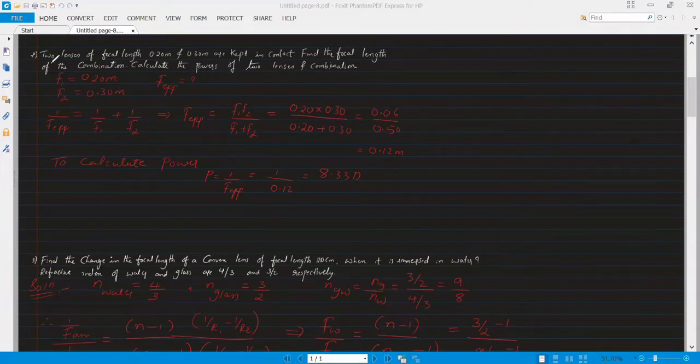Let's go for the second problem. Two lenses of focal length 0.20 meter and 0.30 meter are kept in contact. Let us consider there are two lenses, lens 1 and lens 2 here. These two lenses are kept in contact. Let us consider this as having the focal length f1, and this is going to have the focal length f2. Find the focal length of the combination.